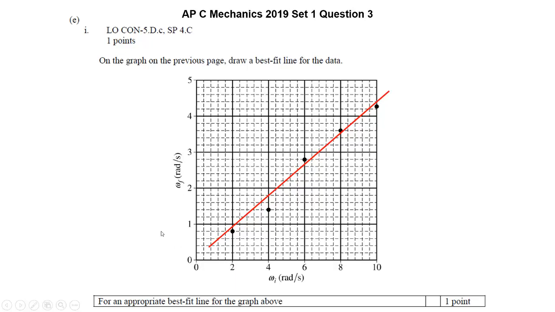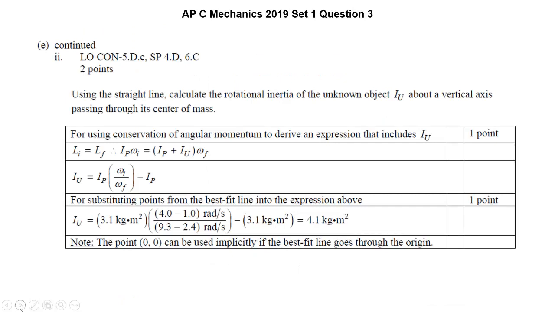They are looking for you to find a slope using 2 points on your line of best fit. Now notice what this slope would tell us, right? Rise over run. It would tell us the change in omega f over the change in omega I. Right? It would tell us the change in the final angular velocity over the change in the initial angular velocity. Now keep that in mind as we work through this next part.